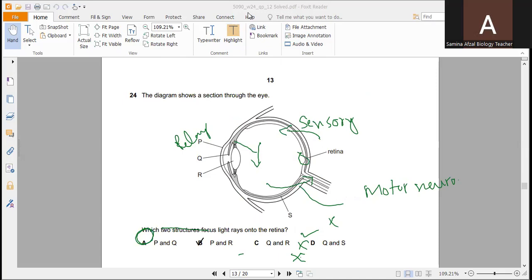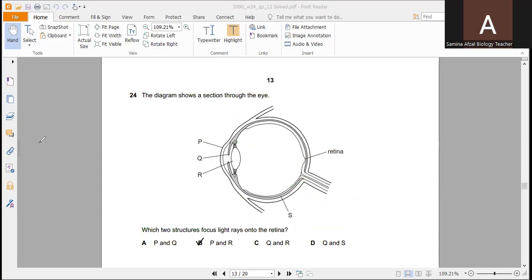Next question. The diagram shows a section through the eye. You can see the different parts of the eye. Which two structures focus light rays onto the retina? Retina, the screen. P is the bulging part of the eye, which is the cornea. Q is the iris, and R is the lens.